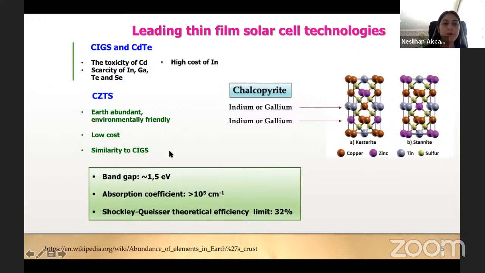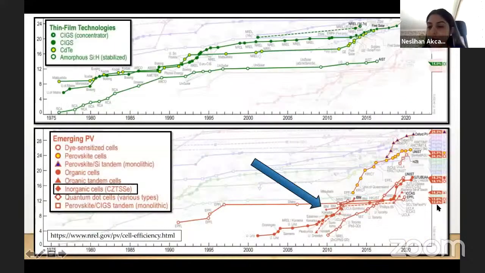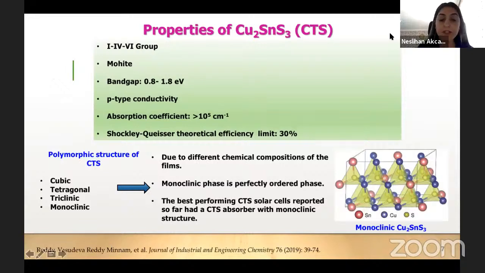It's very popular among the inorganic absorber materials because it includes earth-abundant, environmentally friendly elements and is low cost. Its band gap is equal to 1.5 electron volt, and it has a high absorption coefficient, bigger than 10^5 cm^-1. Here you see the maximum efficiency value is about 12.6%. But there are some problems with the kesterite materials, like a VOC deficit.